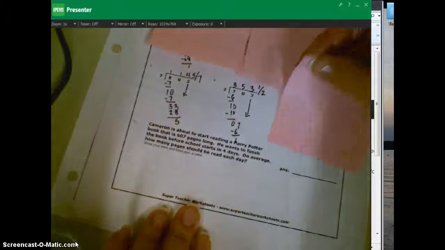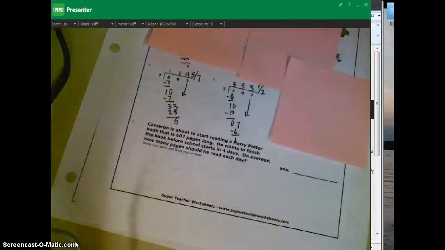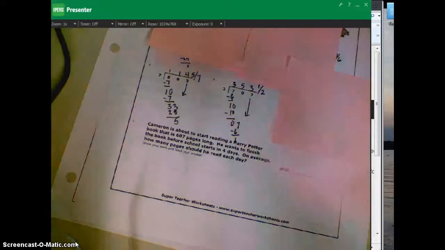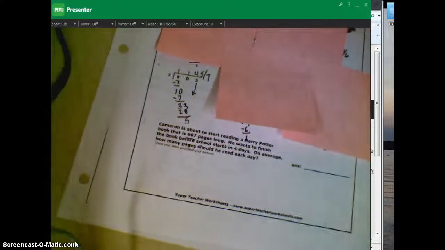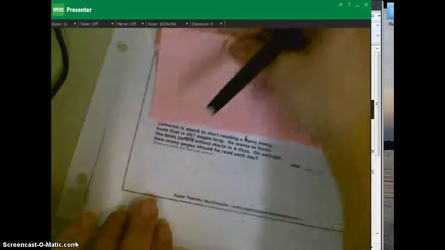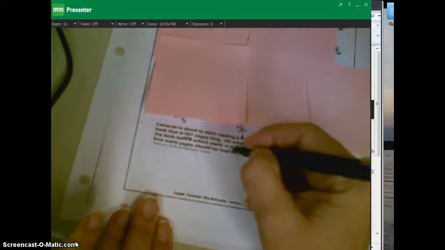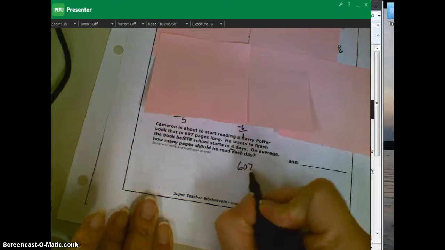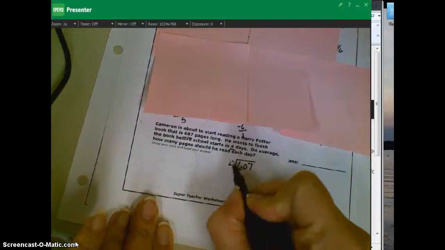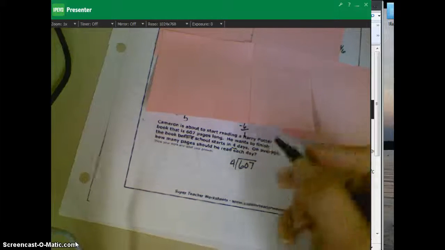Now we have to do some sorting as a word problem here. Cameron is about to start reading a Harry Potter book that has 607 pages, and he wants to finish it before school starts. It's about 4 days until school starts, so he's got 607, 4 days to read it. So we'll do a little dividing here.